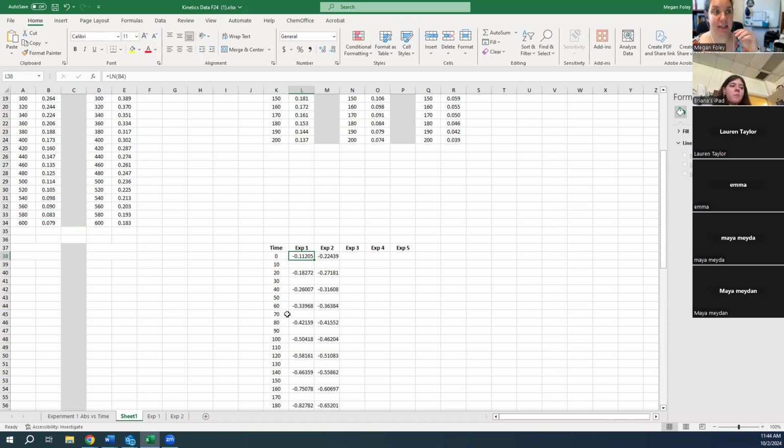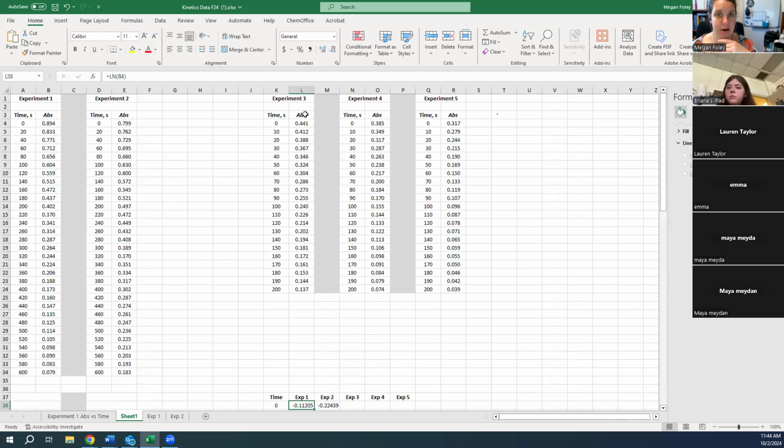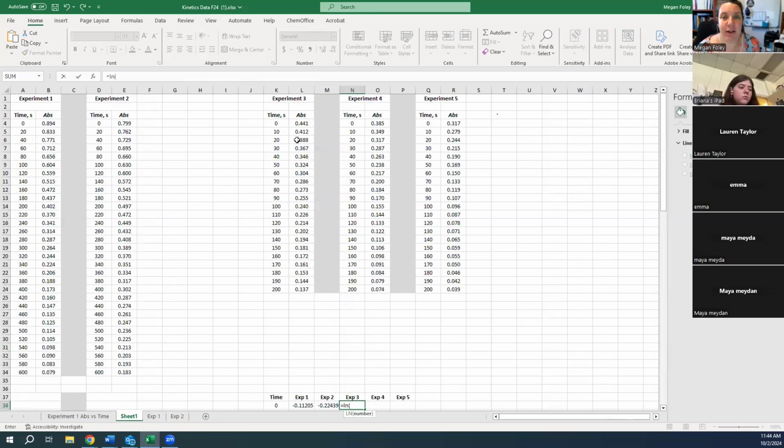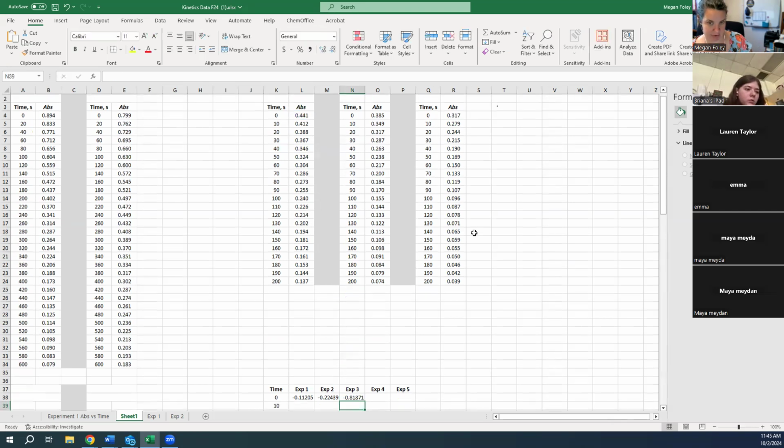So in order to find the K effective for each of our graphs, we need the first order graph, the natural log of absorption versus concentration, to get that K effective. So we are going to get the natural log of experiment 3, 4, and 5. So here's 3, 4, and 5. We're on sheet 1 right now. I'm going to copy and paste this into another tab, but it's easiest just to do the math here. So we're going to type equals ln, open parentheses, and then click on the first absorption value for experiment number 3, close parentheses, and enter.